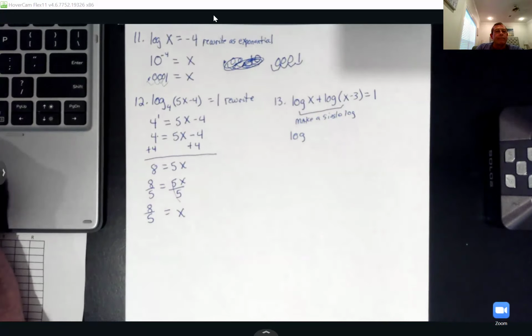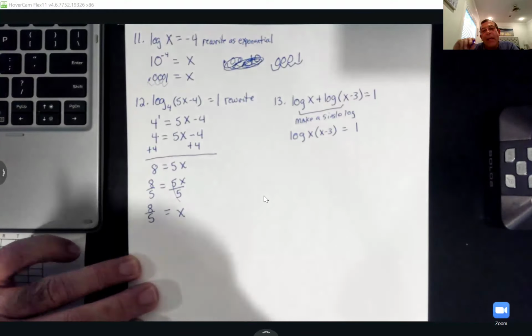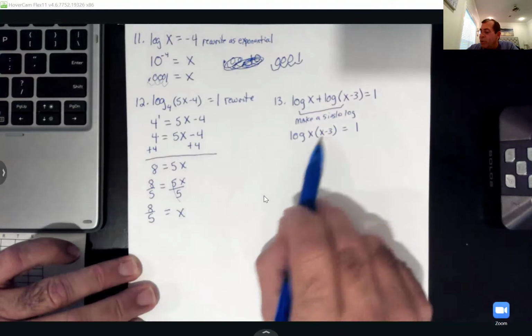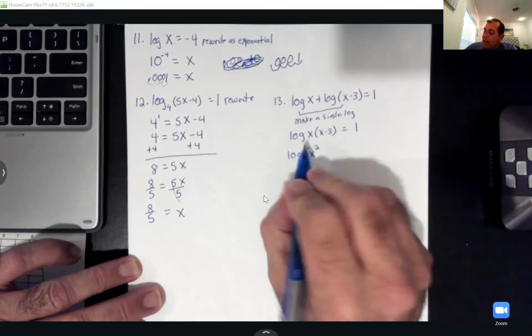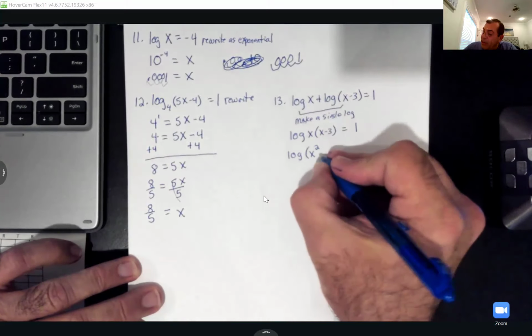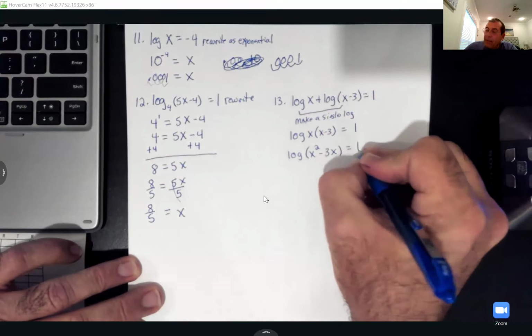And y'all, okay, product, perfect. Because remember, we said if they're being added, we write it as a product. So that's going to be a log of x times x minus 3, and that's going to equal 1. And I think I would do one more step. I would probably actually do the multiplying here so that I get a single log, and I'll put it in parentheses now. X times x is x squared. X times negative 3 is negative 3x. All that equals 1.